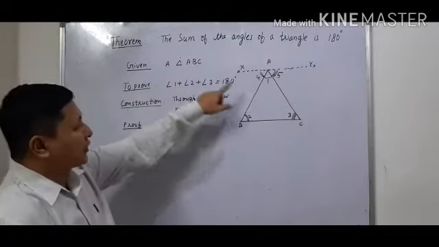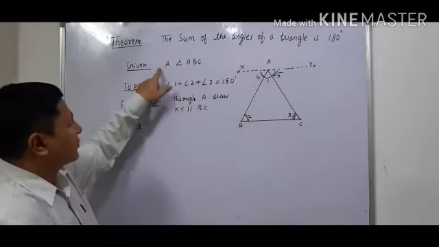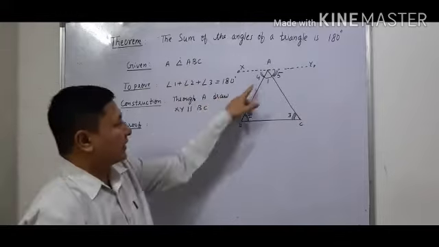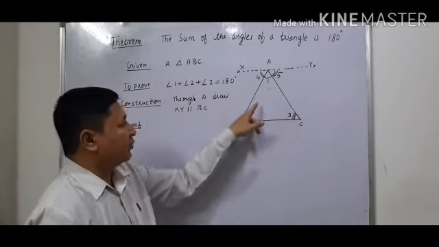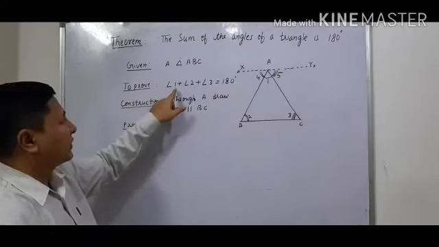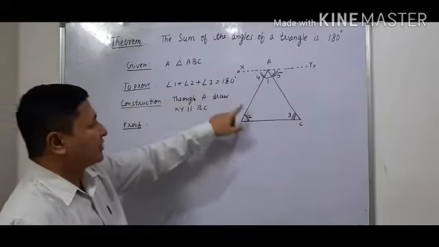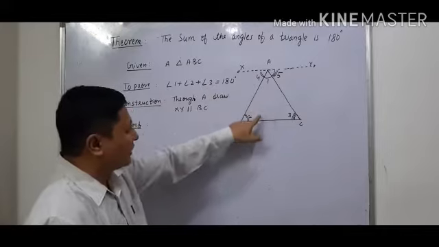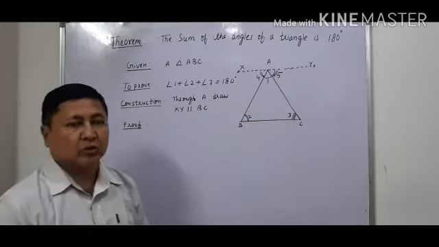Now we have drawn a triangle here. What is given in the question? A triangle ABC, and I have marked angle 1, angle 2 and angle 3. And what we have to prove? We have to prove that angle 1 plus angle 2 plus angle 3 is equal to 180 degrees.